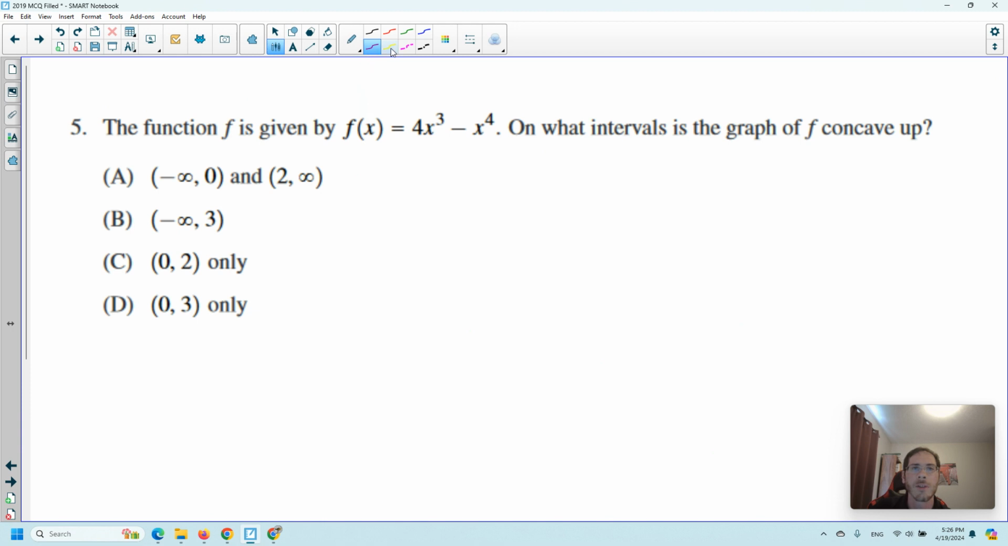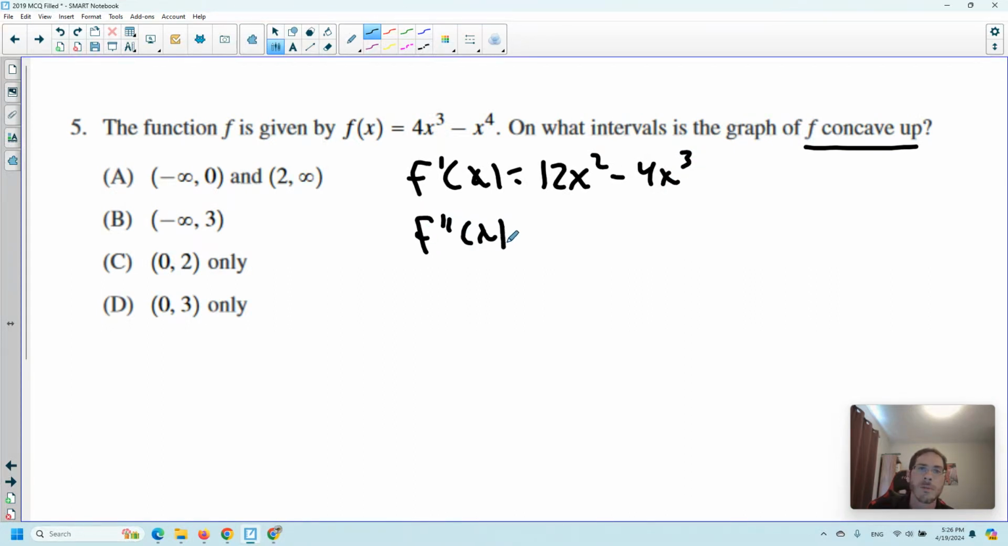Number 5, function f is given by f of x is 4x cubed minus x to the 4th. And which intervals are we concave up? So concave up means we got to do the second derivative test. So we're just going to have to do 2 derivatives. Luckily, higher order derivatives, not too bad for us. We do really well with derivatives. So power rule here. So 3 times 4 is 12 minus 1. Subtract 1 from 4, we get x to the 3rd.